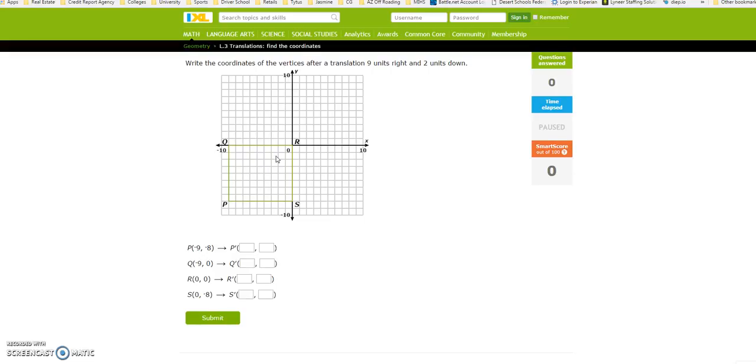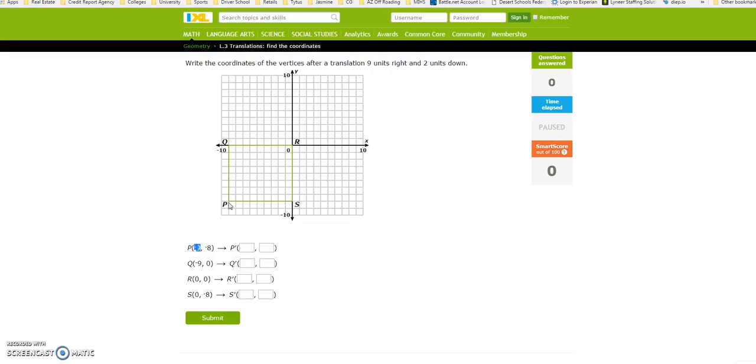Here is p, -9, -8. So if we were to move 2 units down, it would become... let's start moving to the right first. Yeah, let's move to the right first because we're just going to focus on this -9 here.